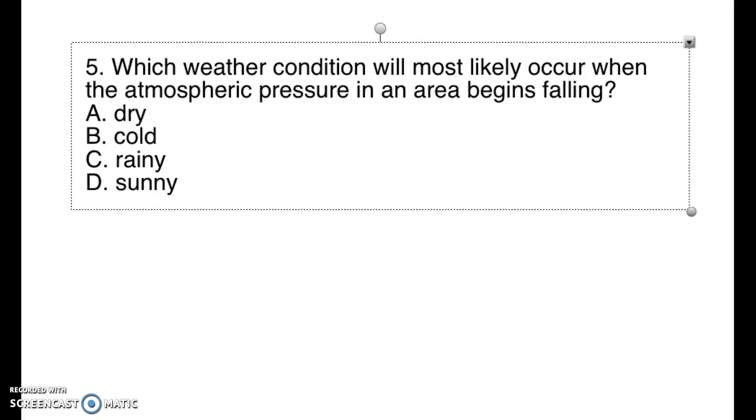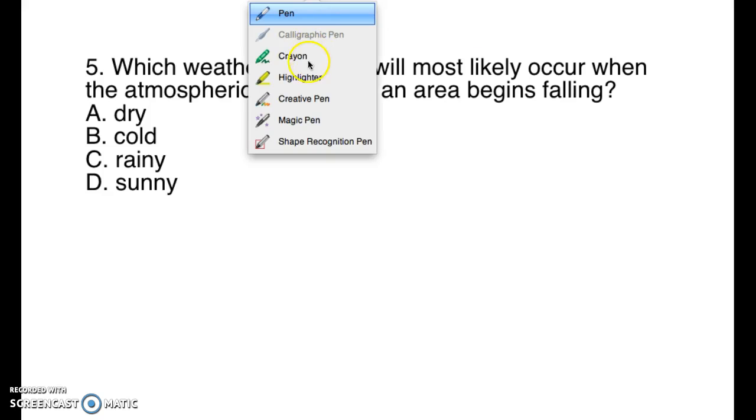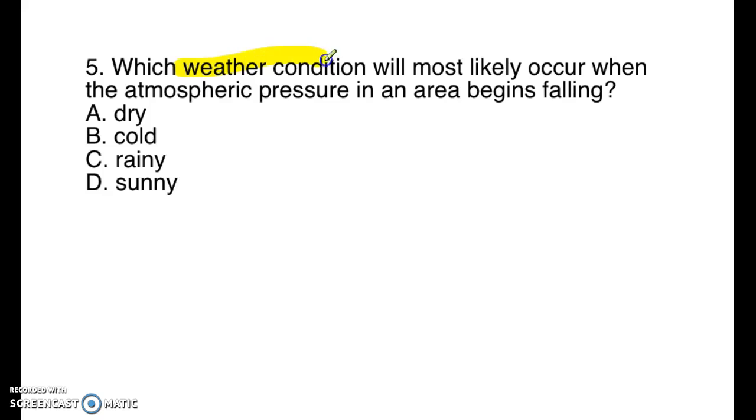This is the review question for question number 5. Turn to question number 5 in your review packet. As I look at this, I start to notice a couple of things. Which weather condition will most likely occur when the atmospheric pressure begins falling?